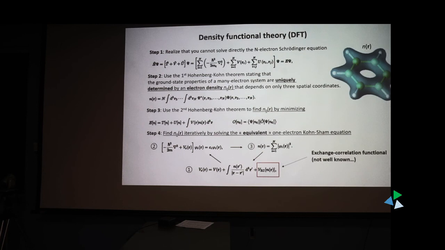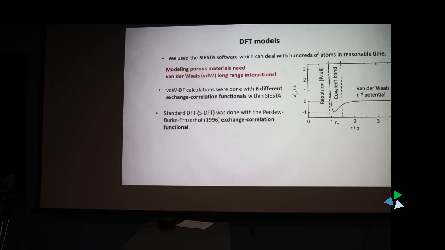The DFT models that we use, well, we use the software Siesta, which is publicly available, because it can deal with hundreds of atoms in a reasonable time. You know, our ZIFs involve hundreds and even thousands of atoms in the unit cell. So we need software that runs fast. Siesta is good in this respect. Also, we have to realize that since we're dealing with porous structures, we have to take into account van der Waals interactions, okay? Because the atoms are very distant from each other, and the long-range forces are important. We have to do that.